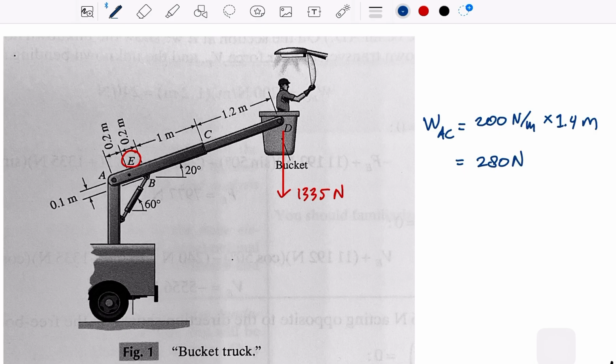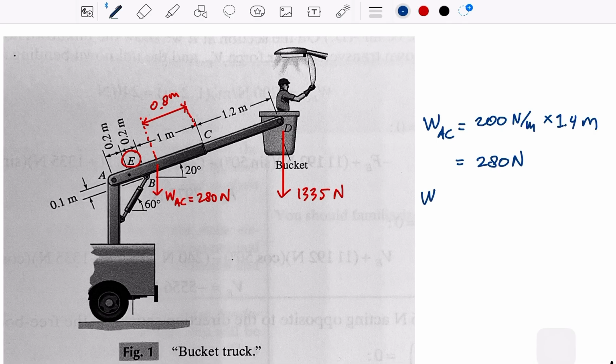And where should I put 280 Newton? Because it says in the question it's distributed uniformly, right? Evenly distributed, and we can assume that the beam is uniform, so we could put it in the middle. So this weight here. So the weight is on the middle. So this is 1.4, so we need to put it at 0.8. So maybe around here.